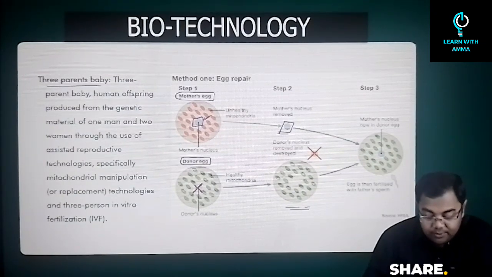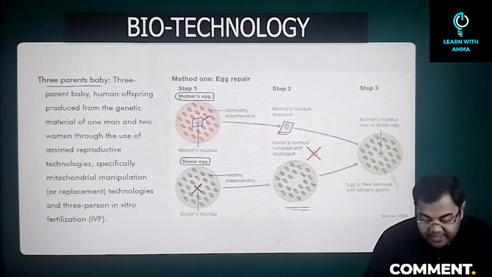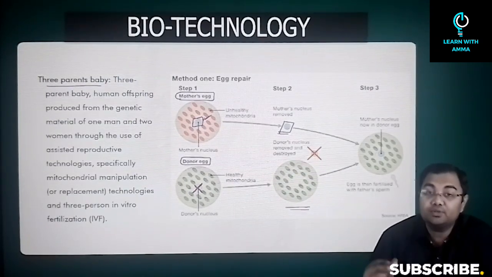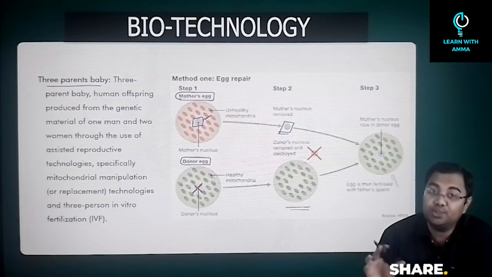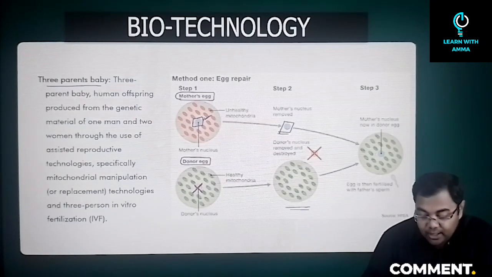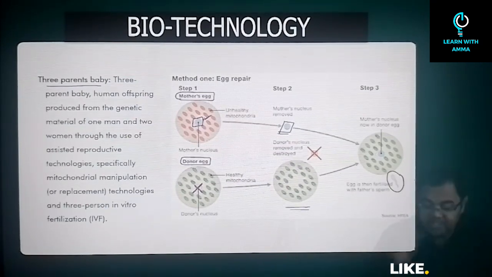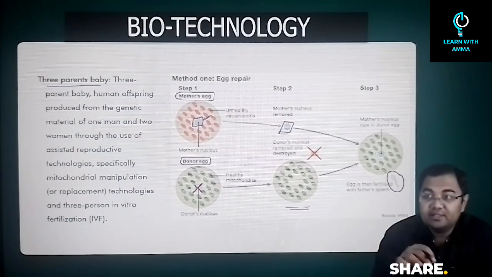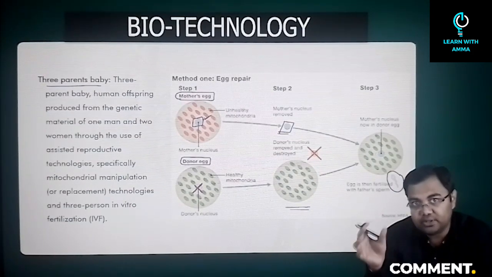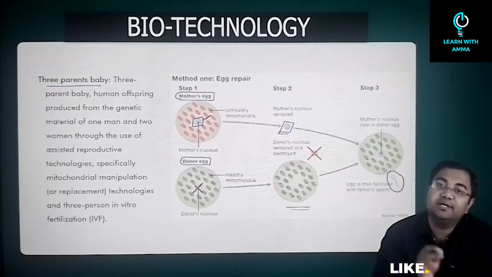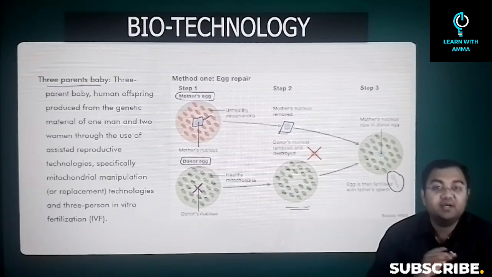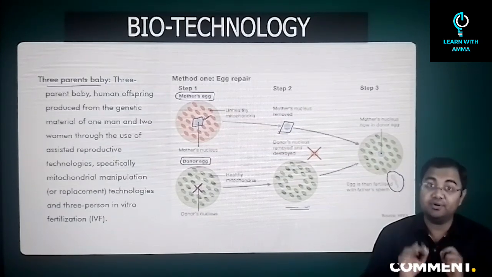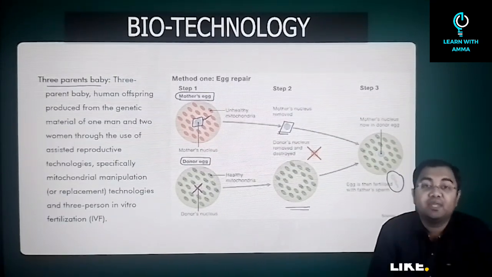And then when you place the nucleus inside the donor cell, this is where the egg cell with the original mother's nucleus is ready, and this will now fertilize with the sperm cell. So fertilization will still happen between the nucleus of the original mother and the nucleus of the father. All right. The donor, what is the donor doing? The donor is providing the mitochondria, healthy mitochondria.